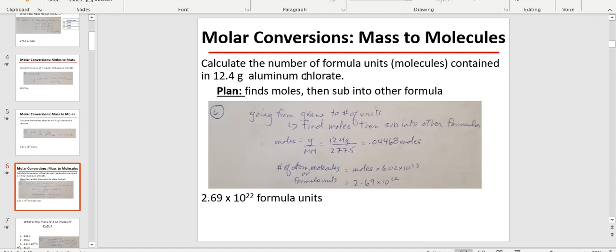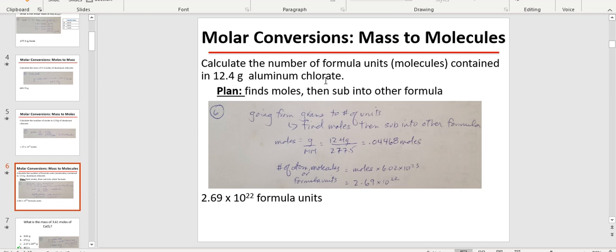Molar conversions, mass to molecules. So what we're talking about here is grams, which is one triangle formula, to the number of molecules, which is another triangle. So look at this one here. Calculate the number of formula units. So calculate the number of molecules contained in 12.4 grams of aluminum chlorate.